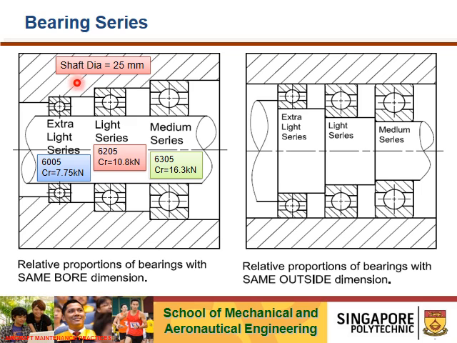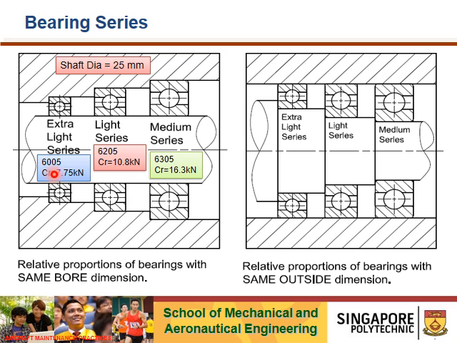So bearing series, what do you mean by that? This is the same diameter shaft, and you have various sizes of the bearing, but they are the same bore diameter. So this is the bore diameter. It's actually in fact the shaft diameter.